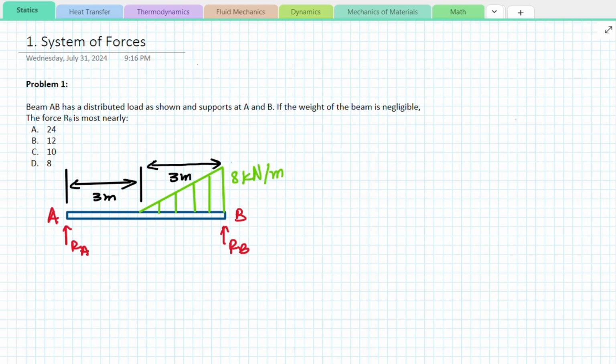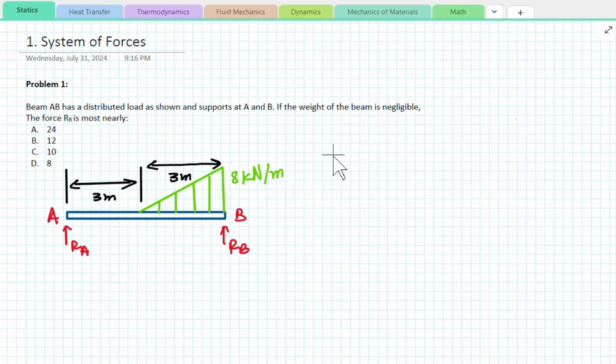In this video, I'll be solving a system of forces problem, which is part of the FE exam review series that I'm starting. So the problem states as follows. Beam AB has a distributed load as shown and supports at A and B. If the weight of the beam is negligible, the force RB is most nearly option A 24, option B 12, option C 10, and option D 8. All right, let's get started.